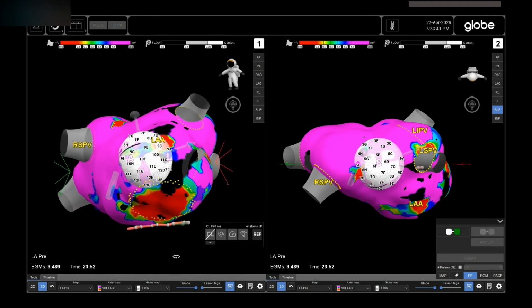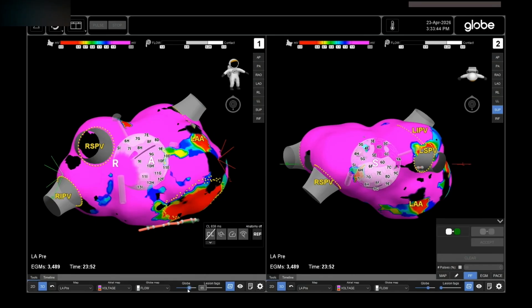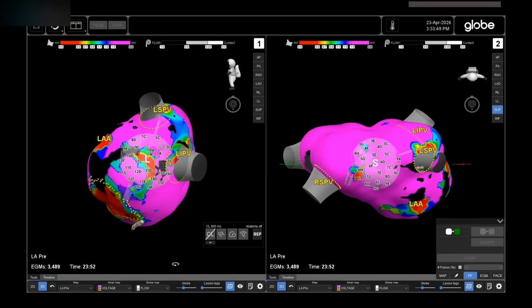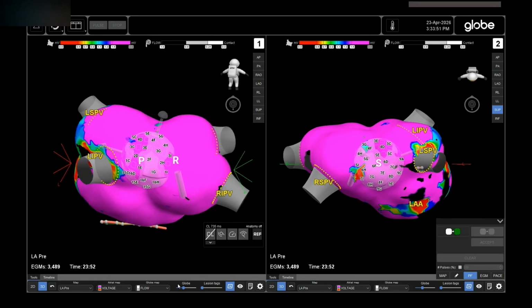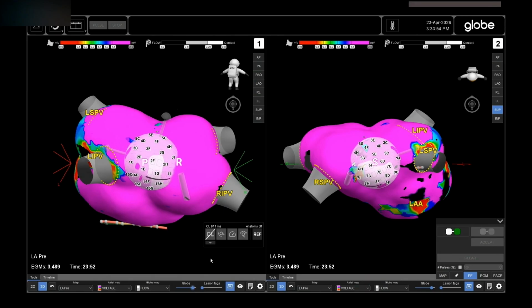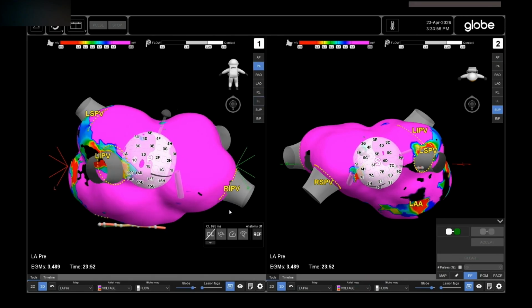Can you clarify one thing? The voltages are measured as adjacent bipoles, or these are unipolars, or how are they computed? Actually, that's a good question. I always assumed they were bipoles, but now that you're asking me, I'm not 100% sure. Are they bipoles? It's a very good question. Unipolar voltage. Unipolar, okay. And the reference is something inside the catheter, or is it an IVC catheter? IVC. Okay.